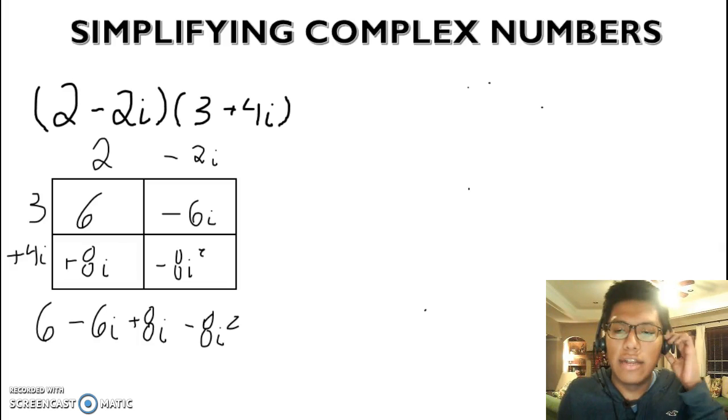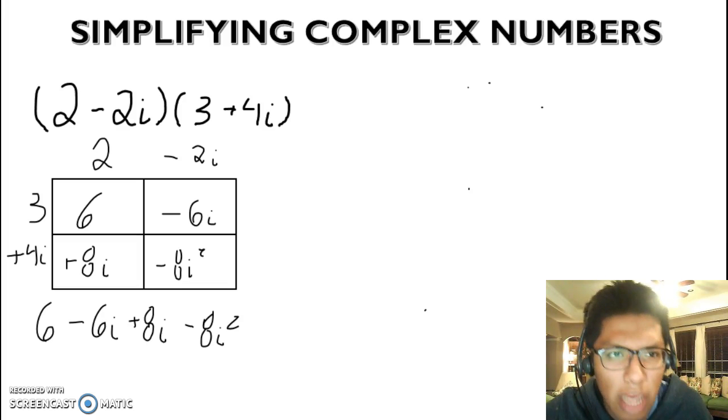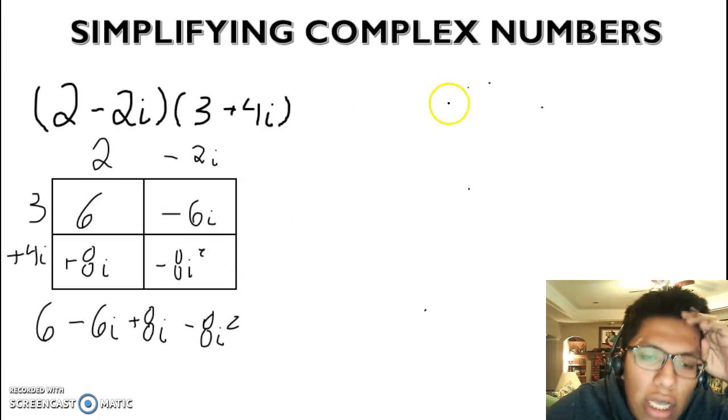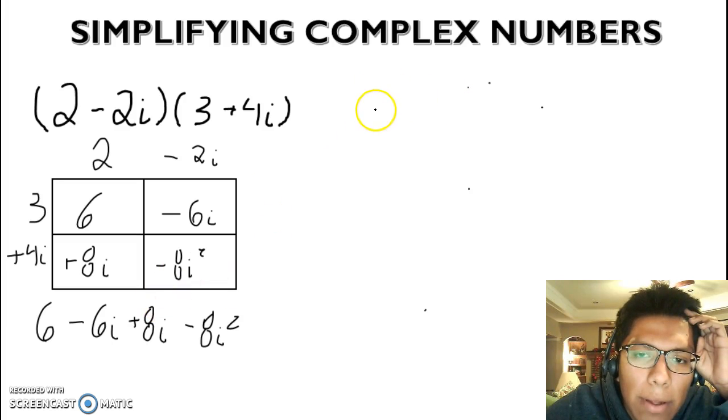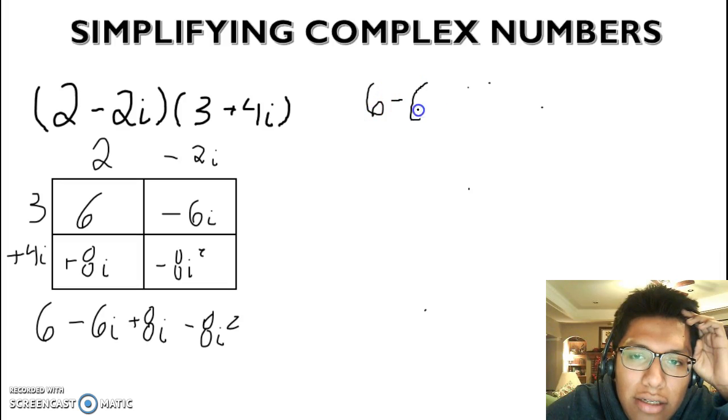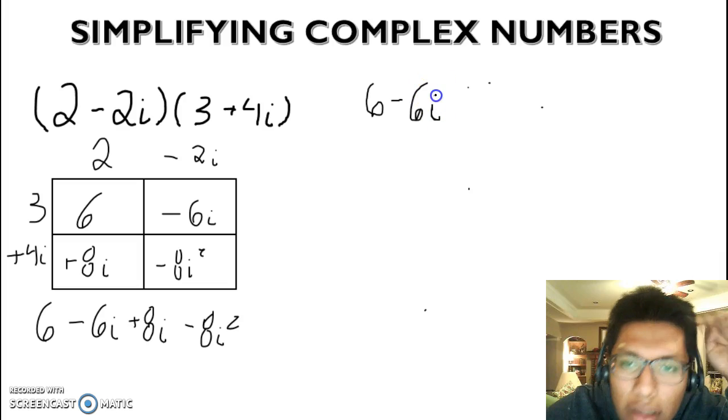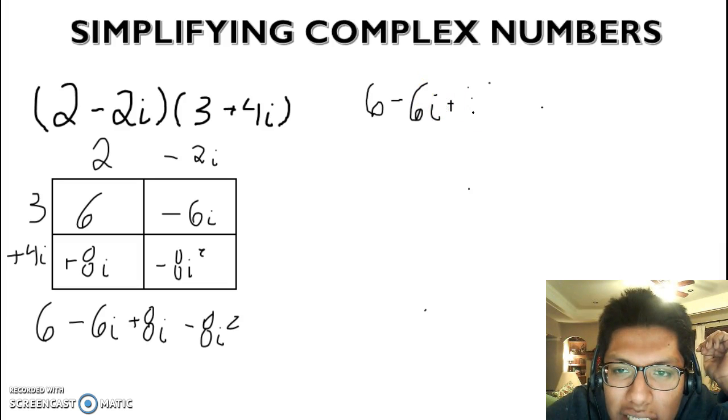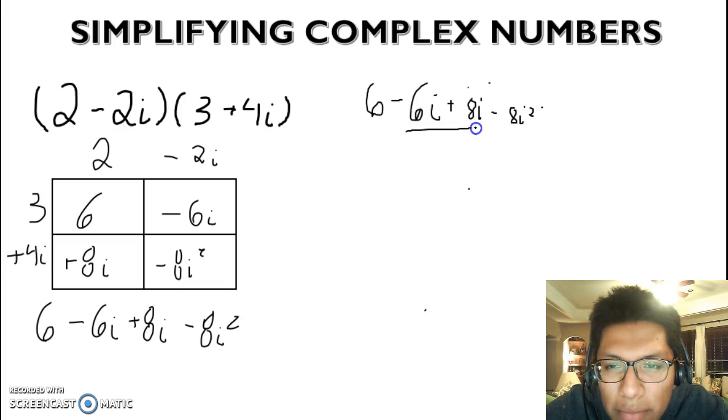So you should have solved it, and here's part of what you should have done. I'm going to help you out with the combining of like terms. So you're going to be left with 6 minus 6i plus 8i minus 8i squared. And you're going to combine these two, and you're going to be left with 6 plus 2i minus 8i squared.